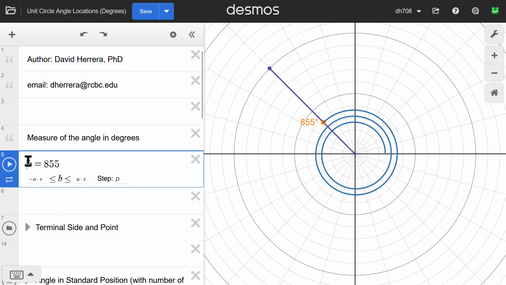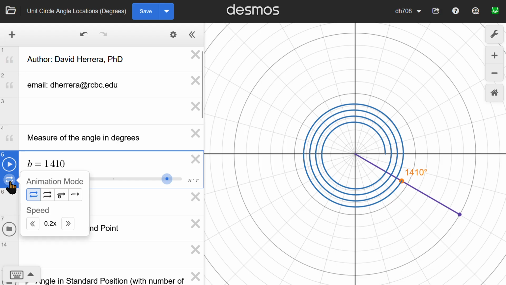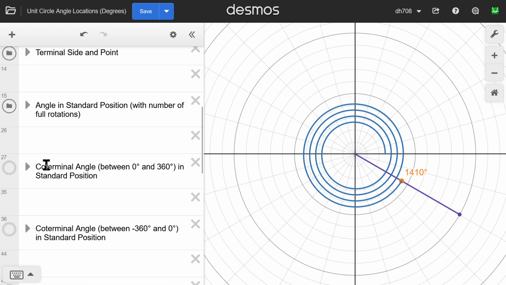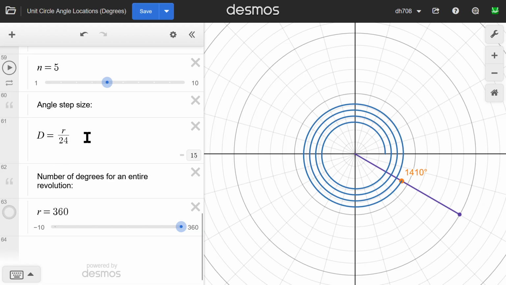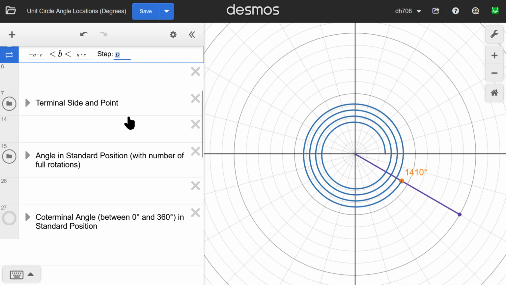Another thing you can do with this is you can push play. It will animate how it's moving. By clicking this, you can change the style, how it moves around. So this right here will loop back and forth. So it'll rotate one way, all it can go, and then bounce backward and go back and forth. This right here repeats going forward over and over again. This only goes forward once. You can change the speed. You also can do other things. If you go down here, if you click here, you see that the step is D.